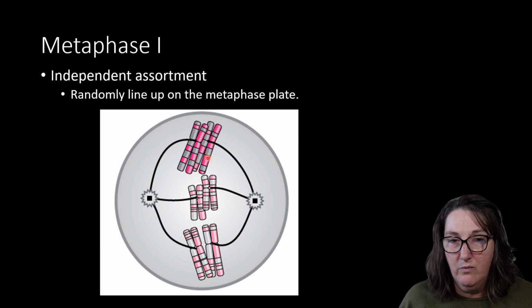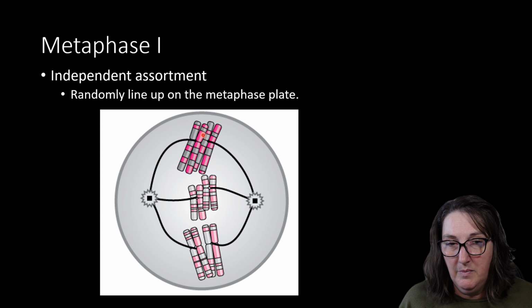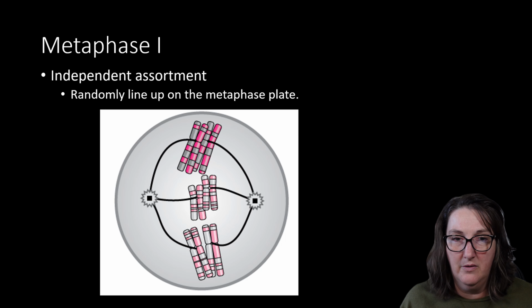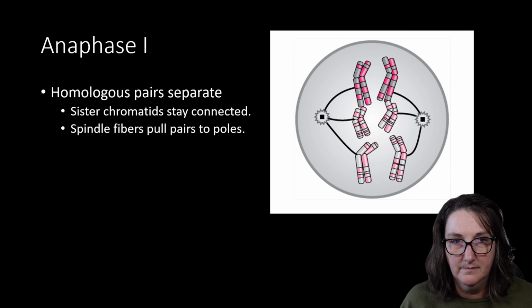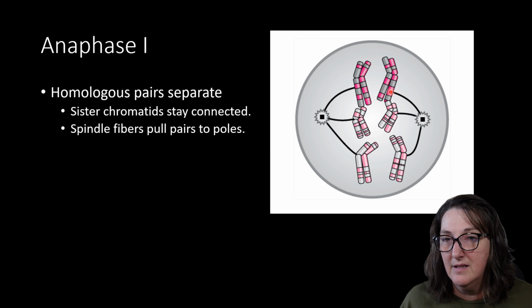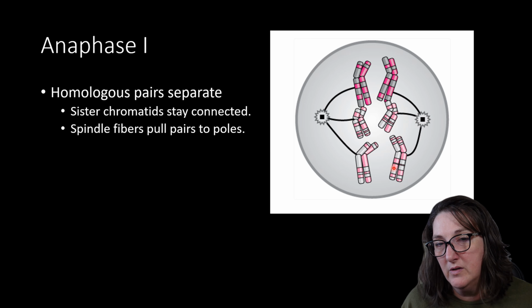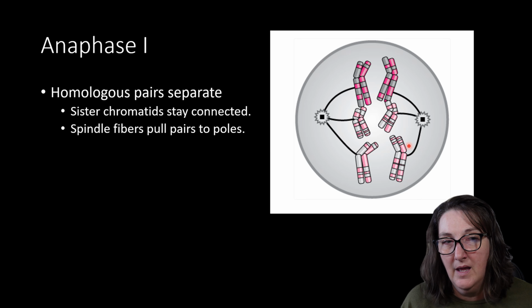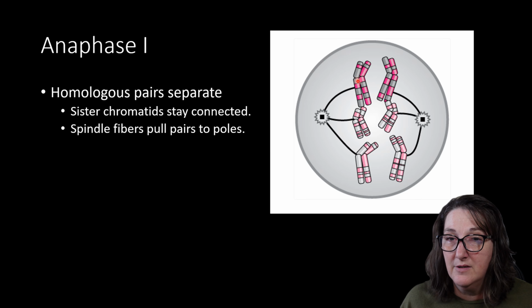So here I have random assortment. They're lined up on this metaphase plate. I'm going to have one group go one way, one group is randomly going to go the other direction. In anaphase 1, they're going to start going to opposite ends. These spindle fibers are going to start pulling to one end of the cell. The sister chromatids are going to stay connected for right now as they go away, but they're going to start to separate.